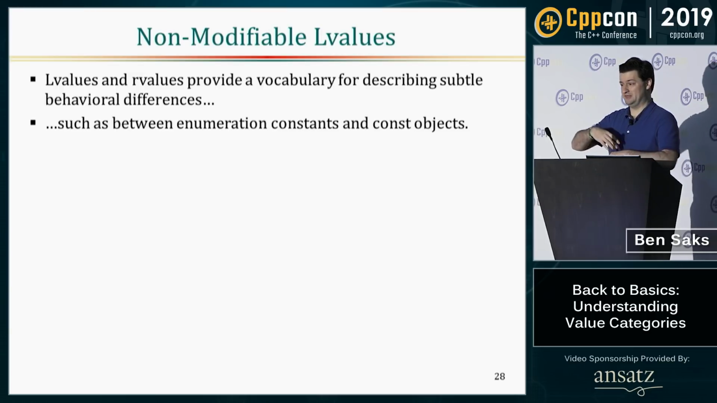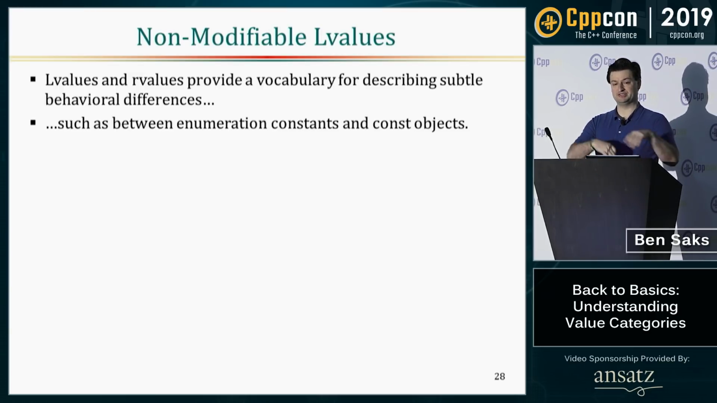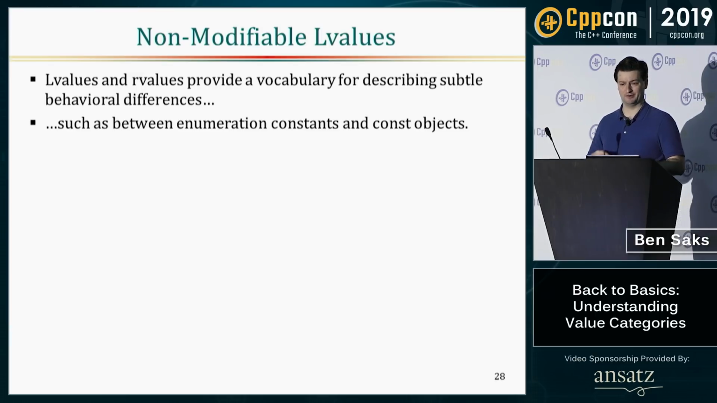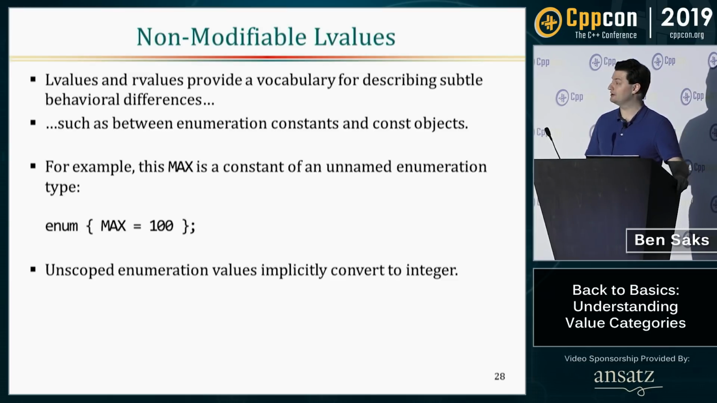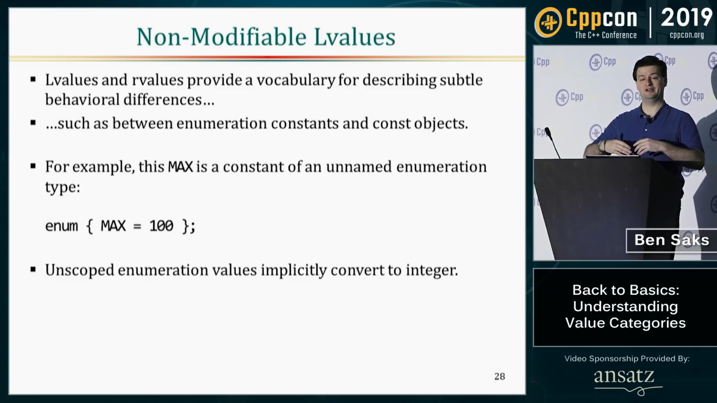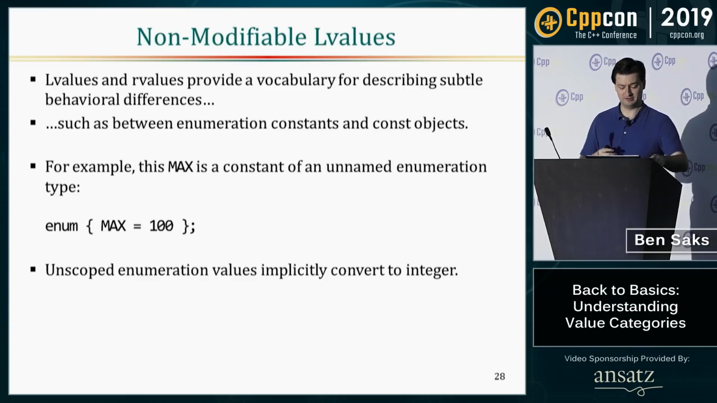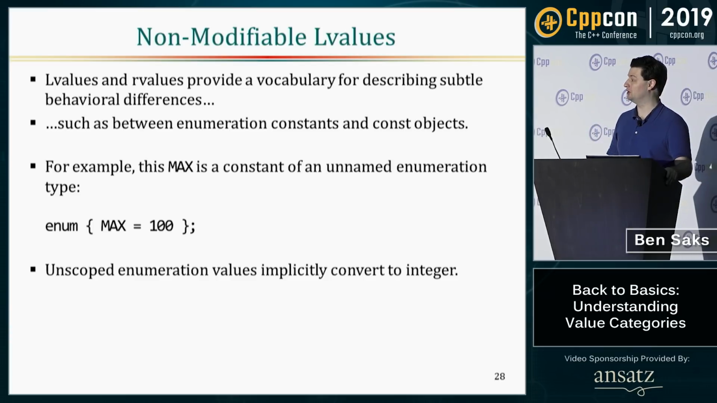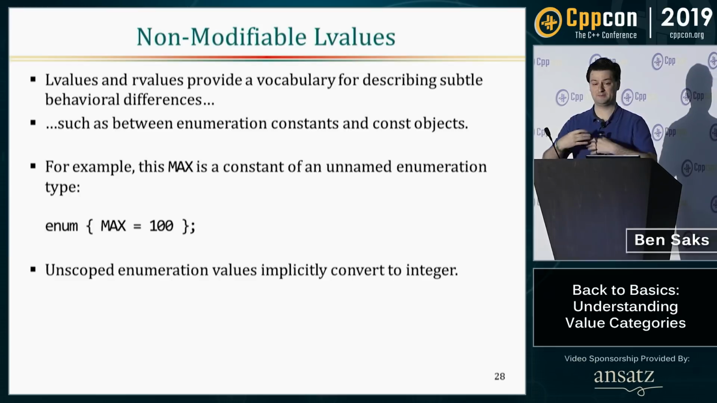So this distinction between lvalues, non-modifiable lvalues, and rvalues gives us a vocabulary for explaining certain differences in the language. So for example, here, I have an enumeration constant called max. I have a single enumeration, unnamed, that contains a single value called max that I expect to use in expressions as a constant integer.